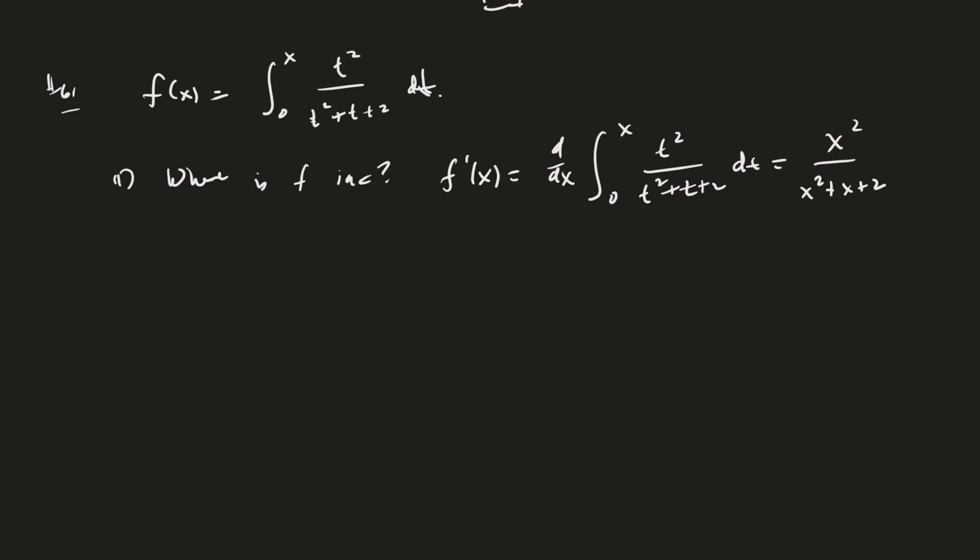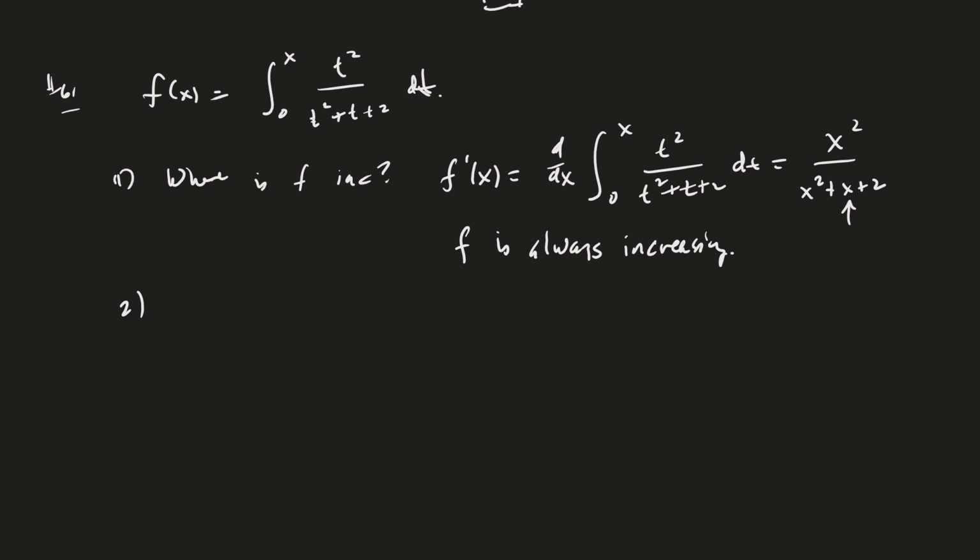Good. Now, the denominator here does not factor. In fact, if you were to set this equal to 0, you would have complex solutions, right? And the numerator, in addition, is always positive because it's x squared. So both numerator and denominator are always positive. So f prime is always positive, so f is always increasing. Very good.